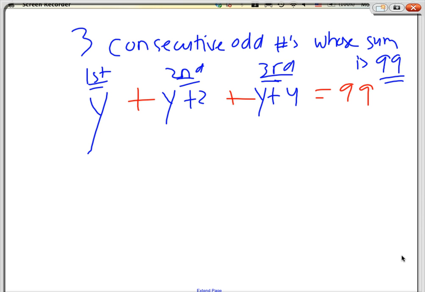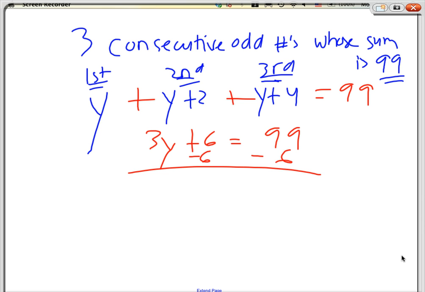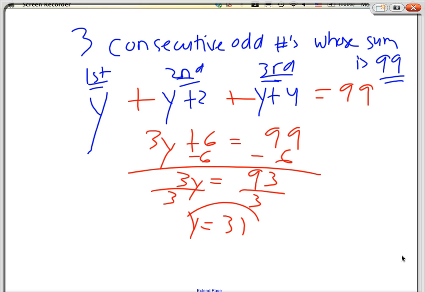Equals 99, right? Do you need me to explain this anywhere? We understand what we're doing, right? So 1y, 2y, 3y. 2 plus 4 is 6. Set up equal to 99, right? And I solve. Subtract 6 from both sides. 3y equals 93. Divided by 3, y is 31. So if my first number is 31, plus 2 is 33, plus 4 is 35. Question on that? 31, 33, 35. Okay, we're good, right?